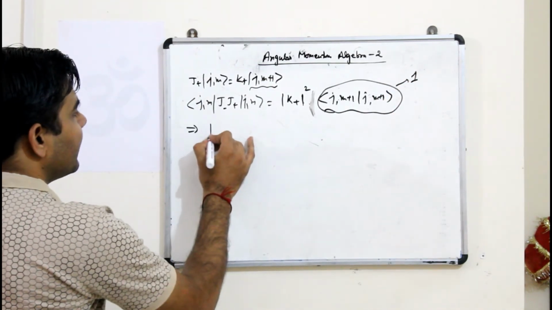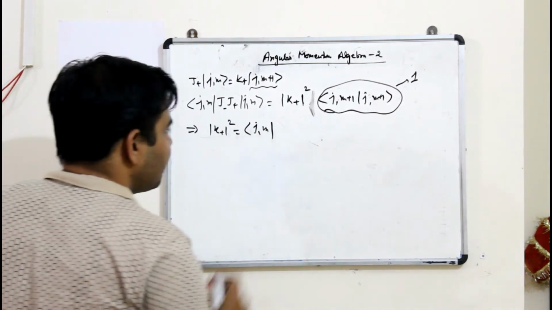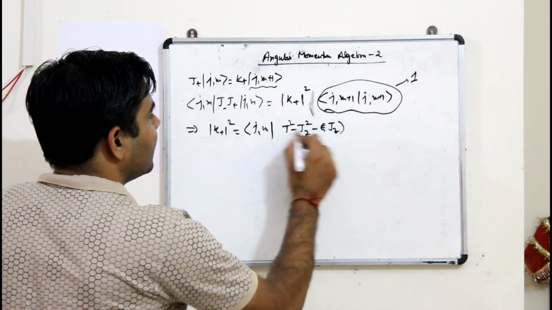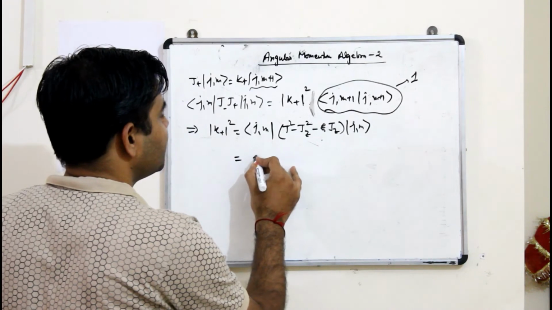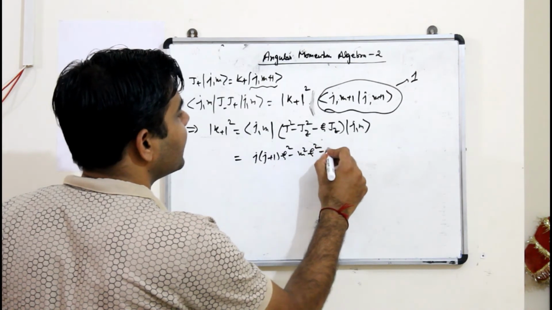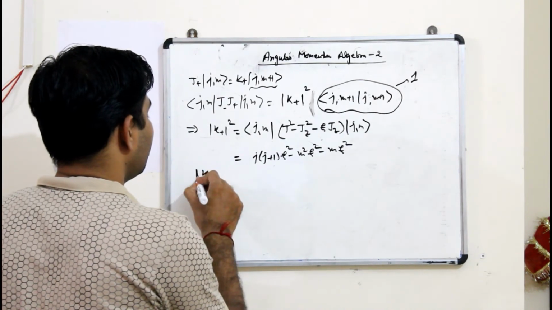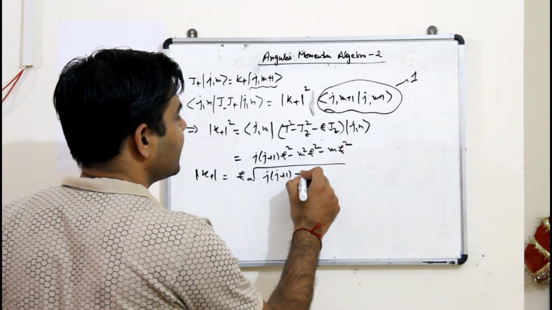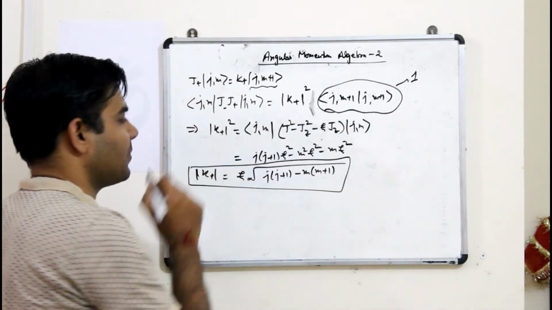So in other words, we have k plus modulus square equal to bra jm, j minus j plus, which we have just seen is j square minus j_z square minus h cross j_z, ket j comma m. This is equal to j into j plus 1 h cross square minus m square h cross square minus m h cross square. So k plus modulus is equal to h cross under the root j into j plus 1 minus m into m plus 1. That's what we get as the value of k plus.